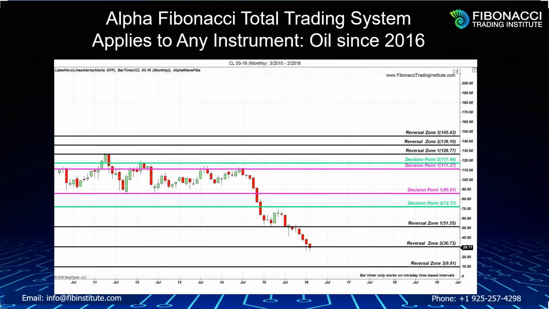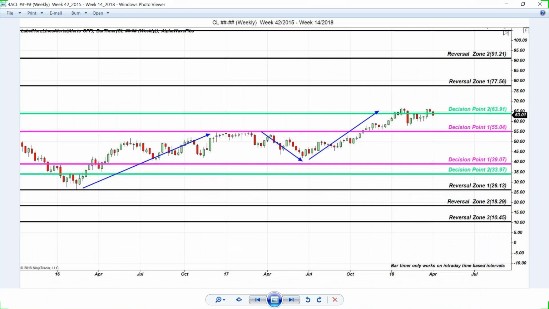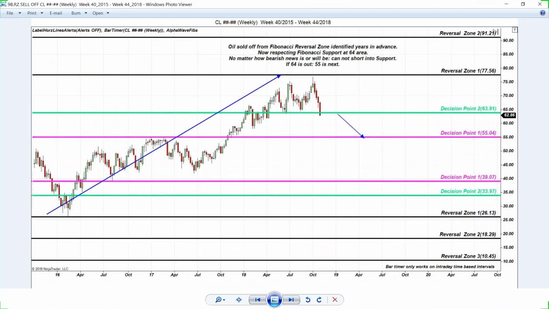Here's the system on oil, from 2016 to right now. 2016, oil at the bottom. You're trading the system, you're looking to buy multiple oil stocks, different oil variations. Two years later, oil doubling the value, and you know many months ahead where the reversal zone will be, where oil will sell off from. And when oil's selling off, what do you know ahead?